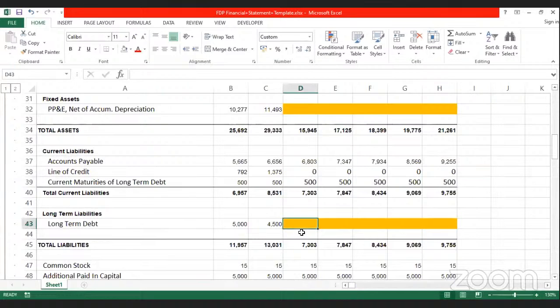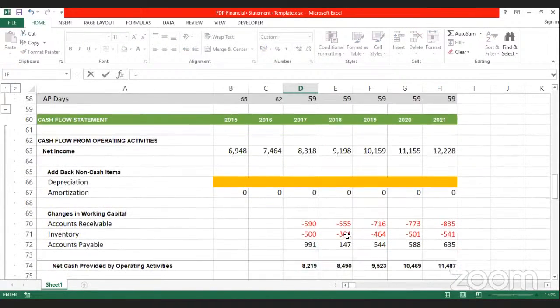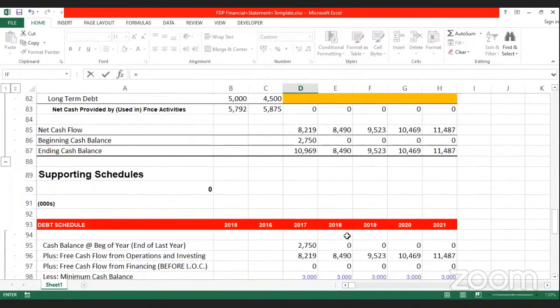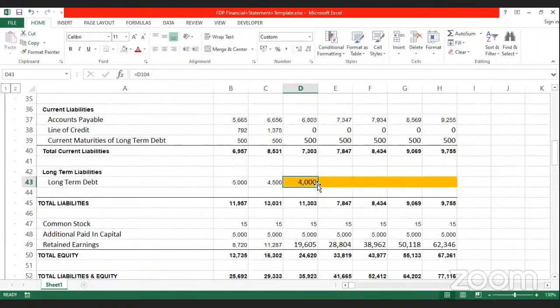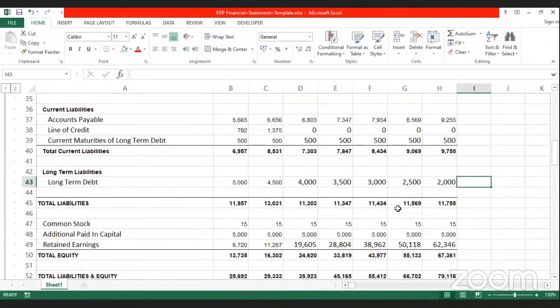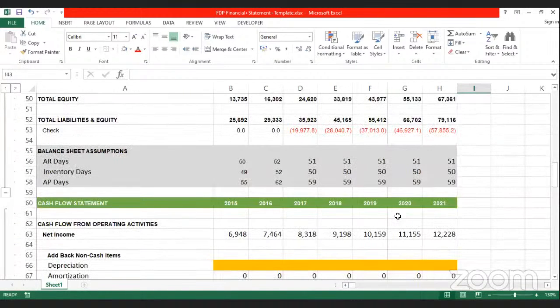Long term debts, we have calculated. Let's fill that amount. I'll go to my supporting schedule again, long term debts, I do have the amount. I'll give the reference. I'll select that cell, and again that particular amount will get inserted over here.